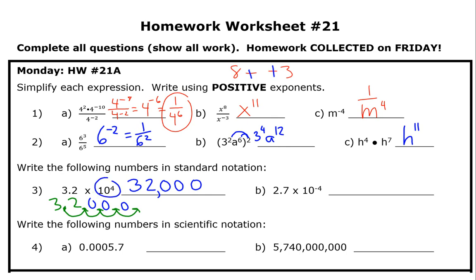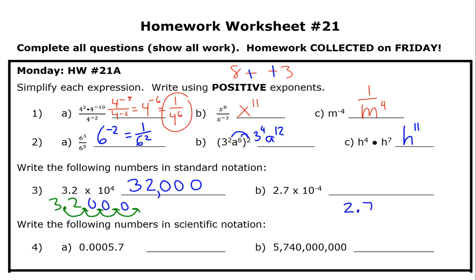Remember, the power of 10 tells you how many times to move the decimal point, not how many zeros your answer will have. For letter B, the coefficient is 2.7, and the power of 10 is -4. Now, negative powers mean your number will be smaller.